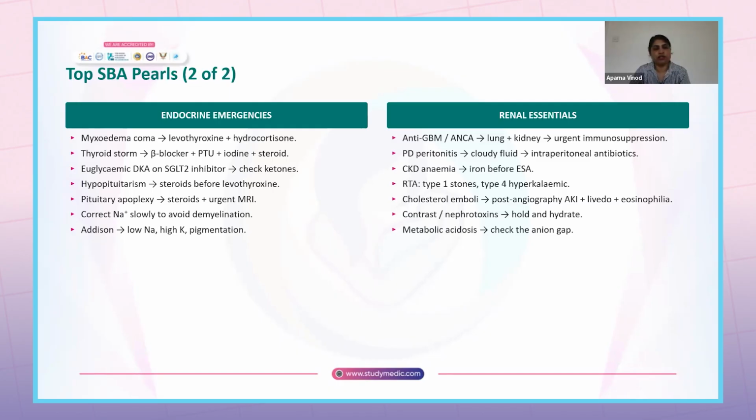And for hyponatremia, always correct slowly to avoid demyelination. And in Addison's disease, you can have low sodium, high potassium, and look for pigmentation.